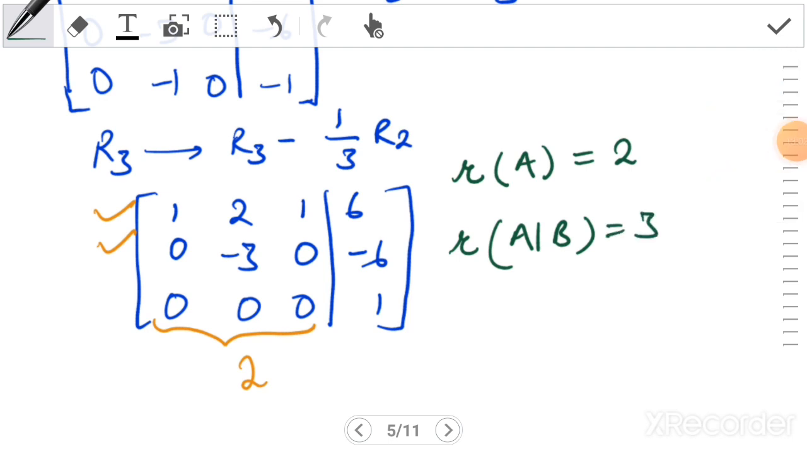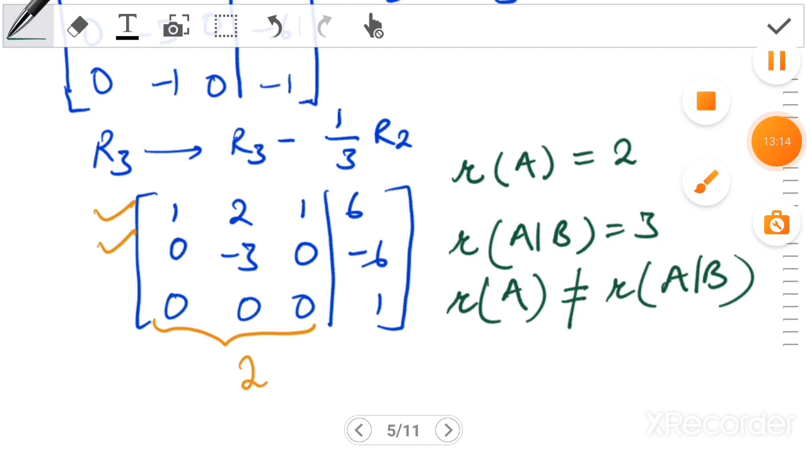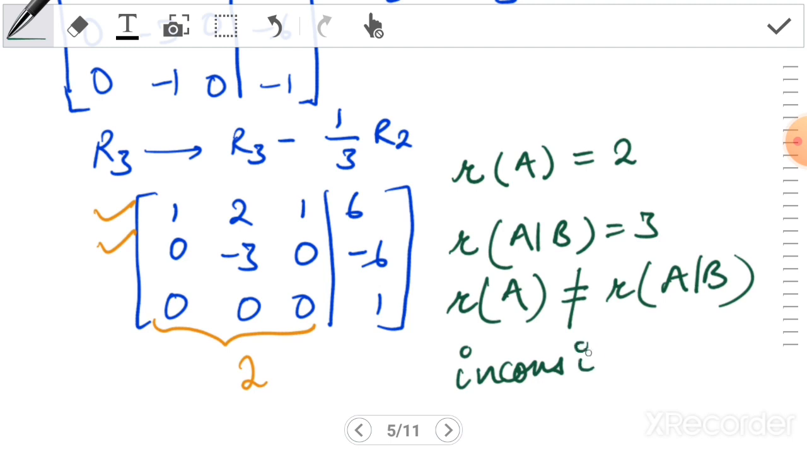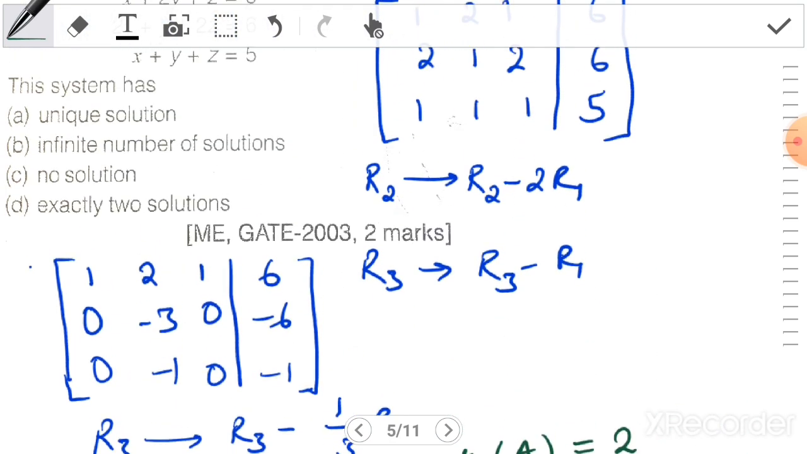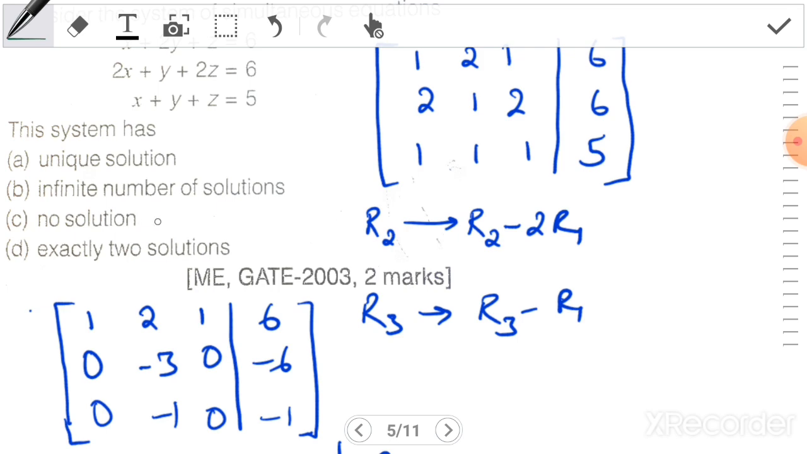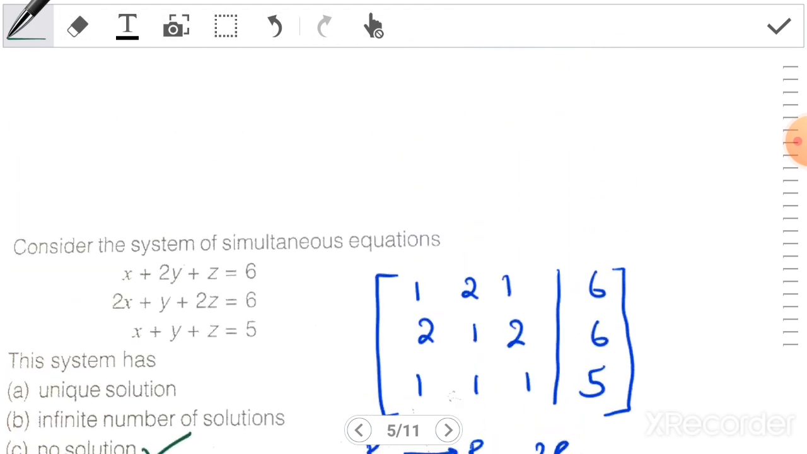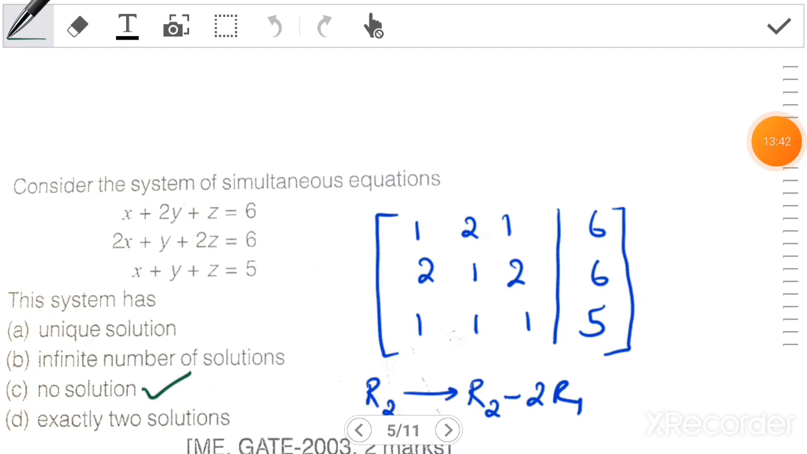Since rank of coefficient matrix is not equal to rank of augmented matrix, hence the system has no solution or the system is inconsistent. So the answer will be C. This system has no solution. Okay, let us go to the next question.